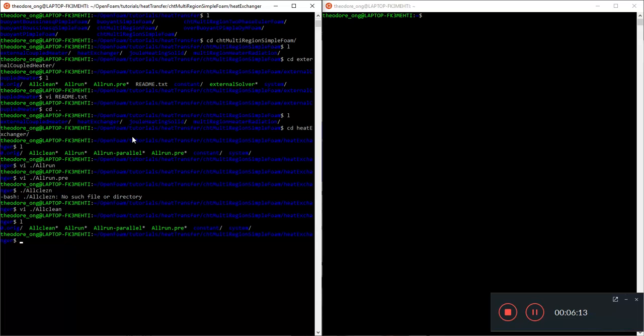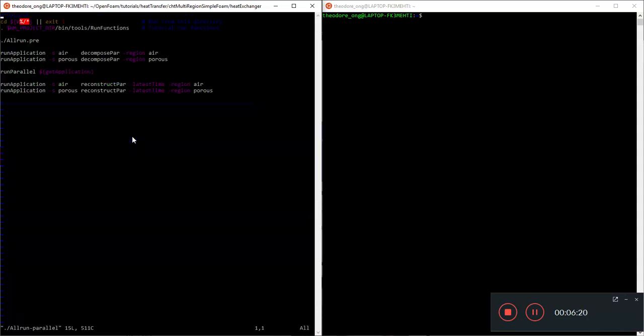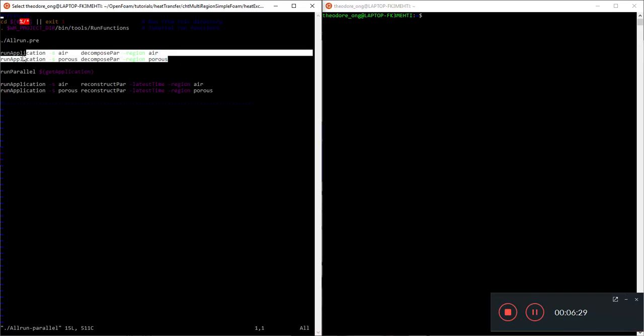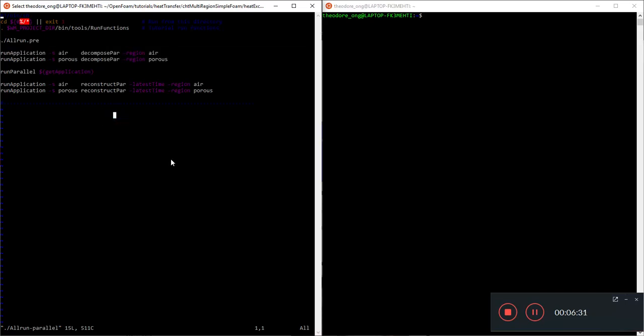Okay, and then we have this thing called all run parallel as well. If you have run simulations in parallel, this should be quite familiar to you. Again, it does this all run pre, which is not parallel, and then it decomposes the air and porous region into several smaller sections. Then it runs chtMultiRegionSimpleFoam in parallel. So it says run parallel whatever application, which is chtMultiRegionSimpleFoam. Then it reconstructs the two mesh regions for air and porous.